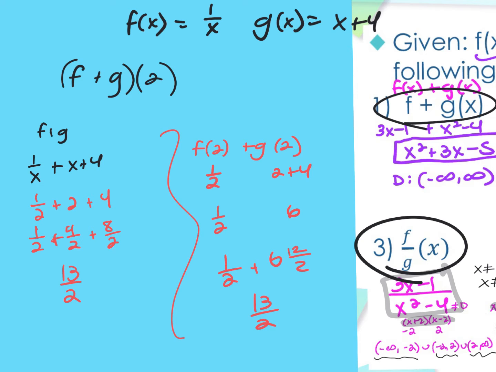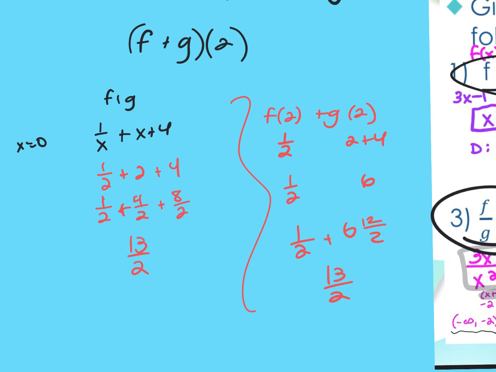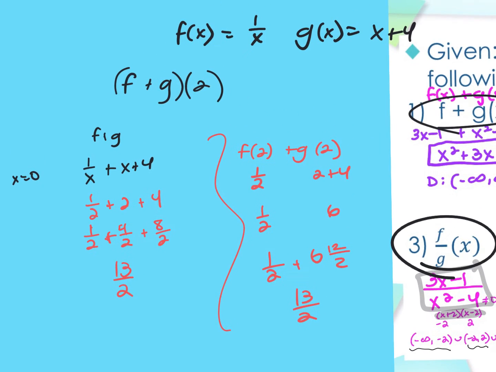Now, because I can do both of those, I have to worry about the domains separately. I have to come back and say, okay, is there a domain restriction on f? Is there a domain restriction on g? Because that gets carried down. Is there a domain restriction on my combined one? Was there a new one brought in? If that's the case, then all of them get combined. I have to worry about all of them. So what's the domain restriction on f? Can't equal 0, right? So x cannot equal 0 comes from just the f of x.